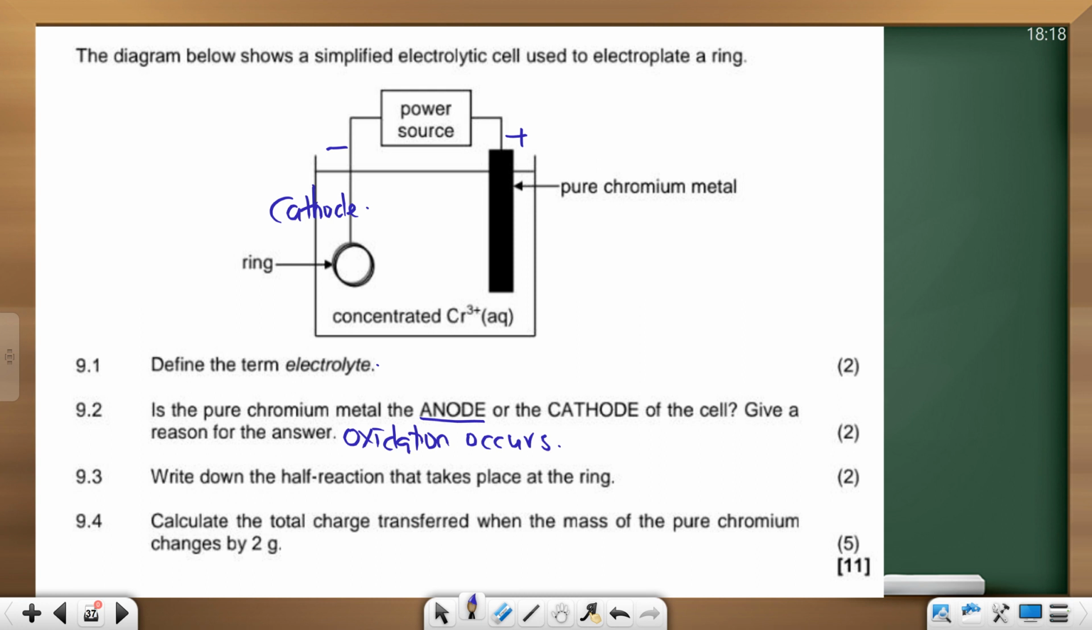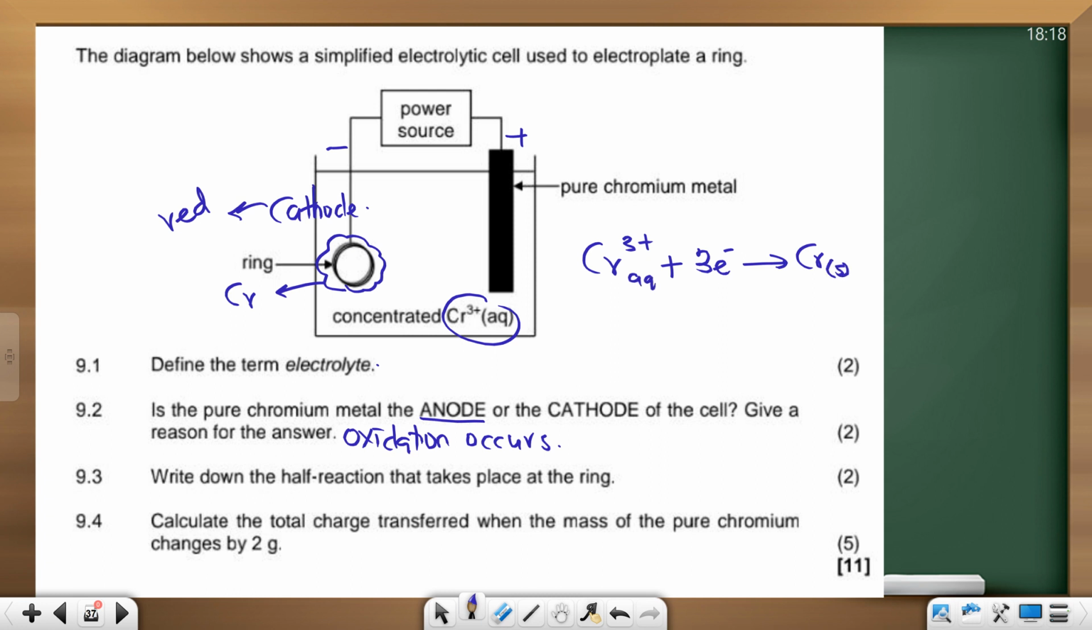Makes sense? Write down the half reaction that takes place at the ring. Guys, I want you to learn how to use your table. What do we have here? Cr3+. I want a solid to form here. So what's the solid? Cr. Because if you go to your table, there are different Crs there. Let's go to our table quickly and check. Look, I don't even need to go to the table. I can write it. It is Cr3+, it's reduction. What is reduction? The gain. It is going to be plus 3e to give me Cr. That is a solid. That is aqueous. 2 marks in the bag.